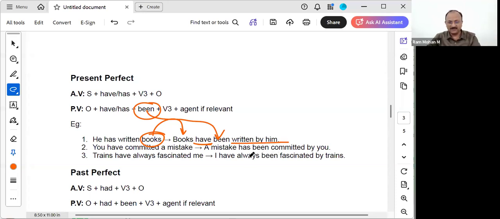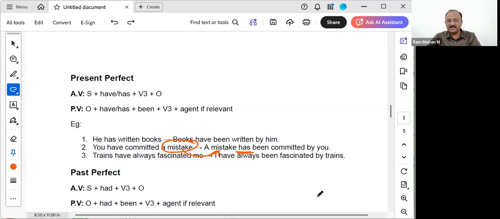Let me give you a couple more examples that I have noted here. You have committed a mistake. Suppose I give you present perfect tense and you have made a mistake. What will I say? You have committed a mistake. So a mistake will come as the subject. Because it is a singular form, has will come. Correct? A mistake has been committed by you. Commit, committed, committed. This is a regular verb only, correct? The third form also will come by adding ed. A mistake has been committed by you.